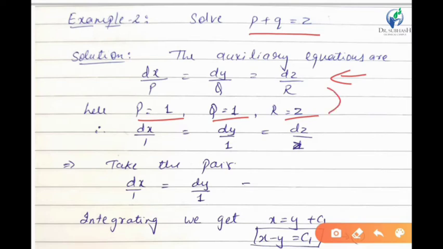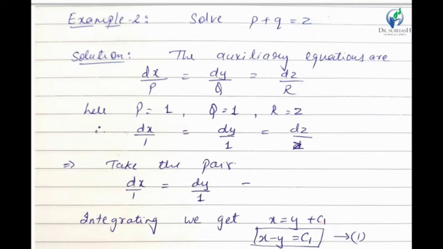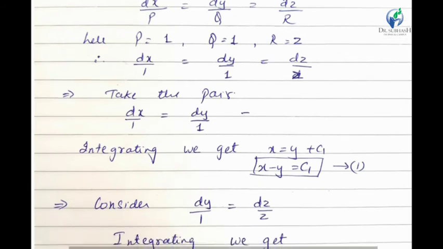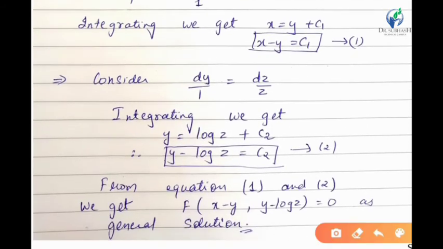Substituting this in the auxiliary equation, we get dx upon 1 equal to dy upon 1 equal to dz upon z. Here I am taking the first two pair, dx upon 1 equal to dy upon 1, since it is easier to integrate. So on integrating, we get x equal to y plus c1. So x minus y equal to c1. This is our first solution.